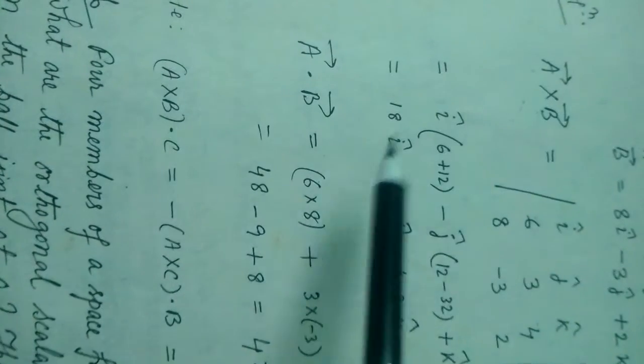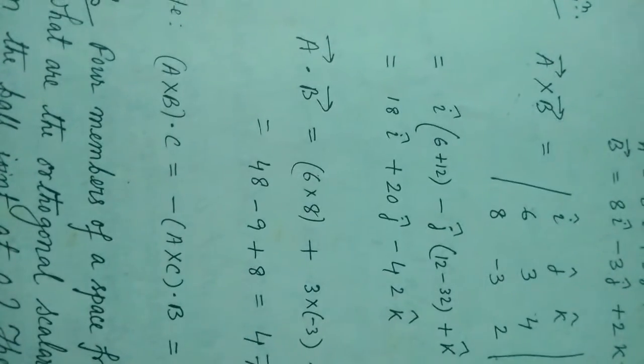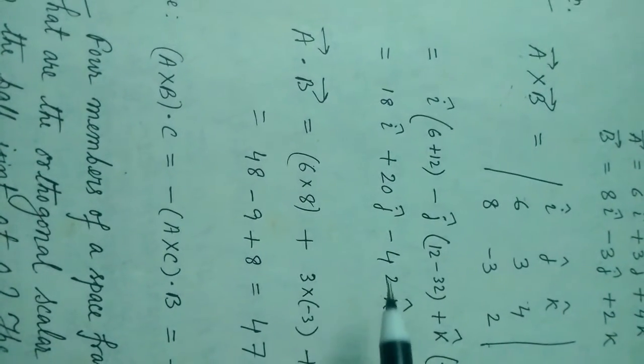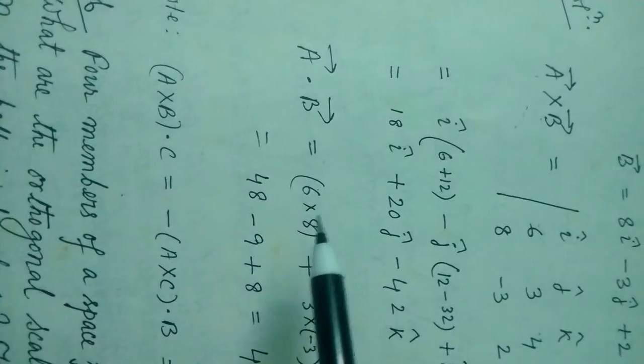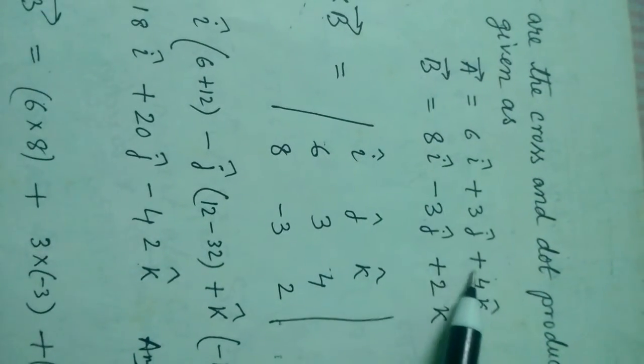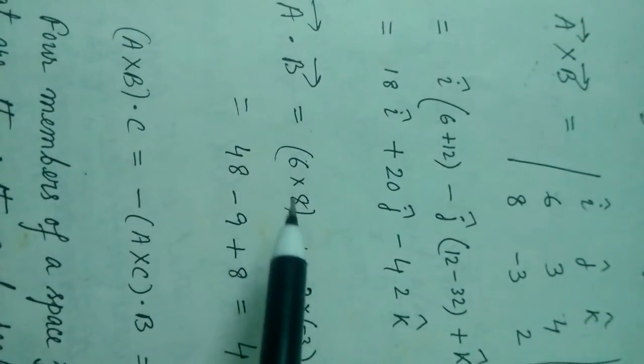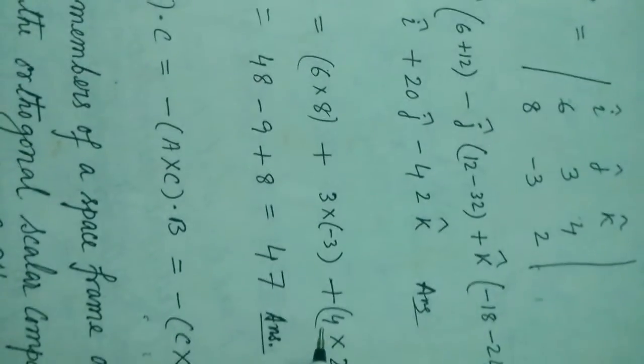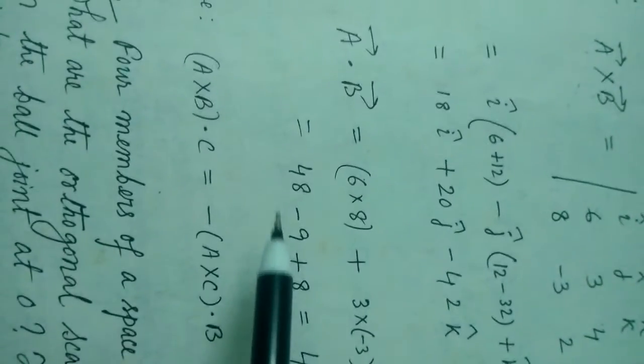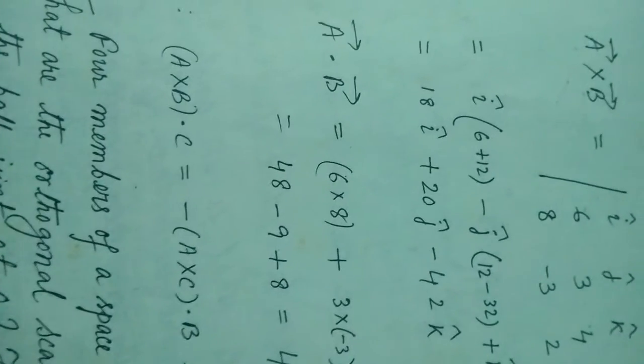And what will be the dot product? The dot product is a scalar quantity. The cross product is a vector quantity, so i, j, k come into the picture there, whereas for the dot product only the magnitude will come. This is a scalar quantity. So this into this, plus this into this, plus this into this: 6 into 8, plus 3 into minus 3, plus 4 into 2. So the answer is 47.